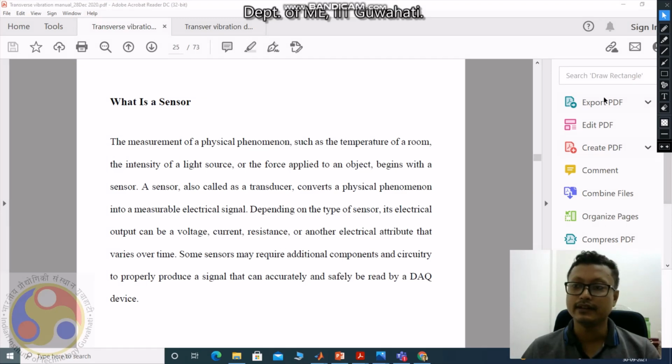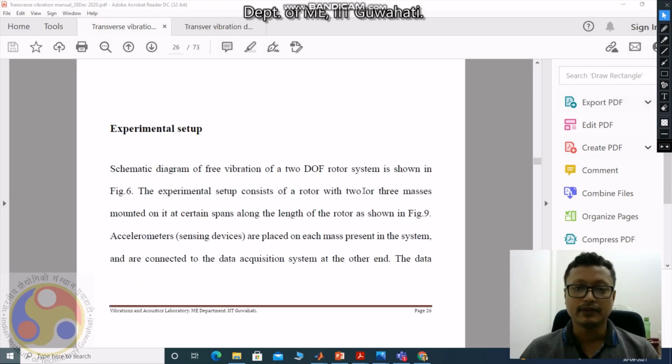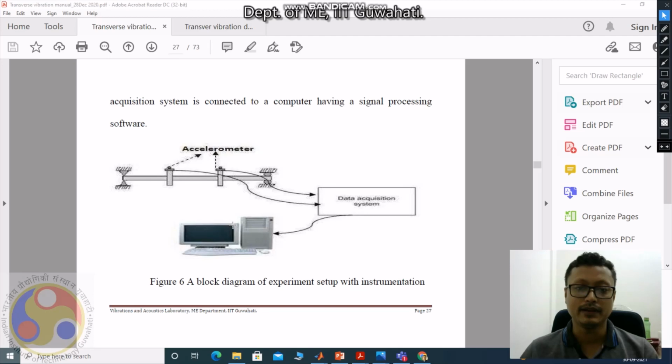We are using an accelerometer for sensing these natural frequencies. For the first mode and second mode of the system, we are using an accelerometer sensor to get the acceleration of vibration.